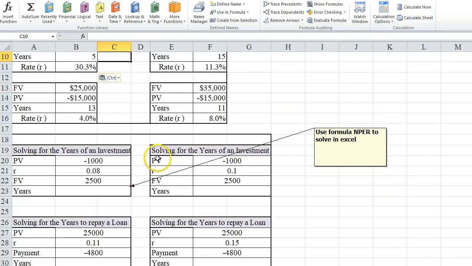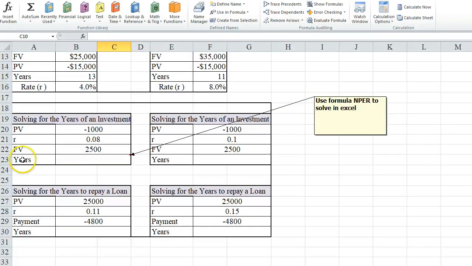Now let's go down here. What if we're solving for N per? So what we want to find here is, what is N per? So let me put that here.